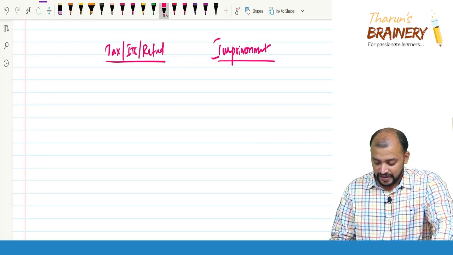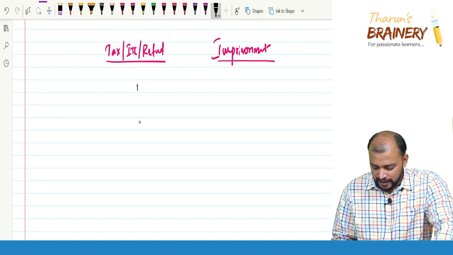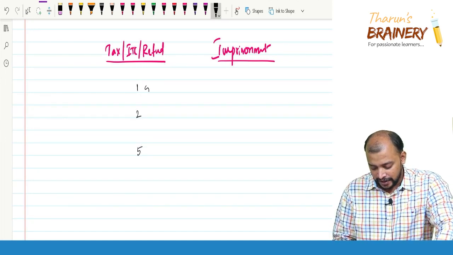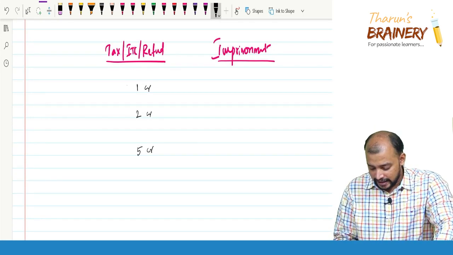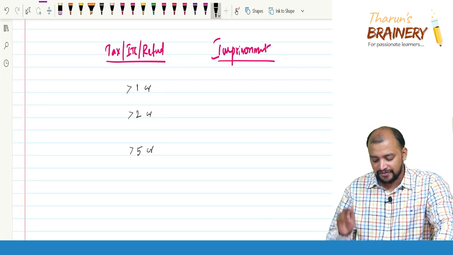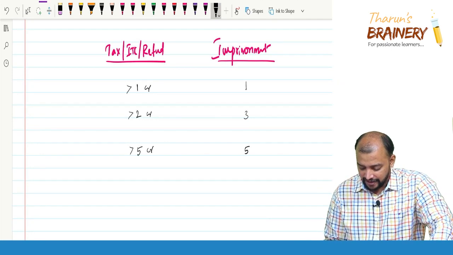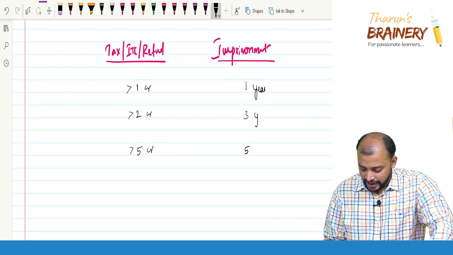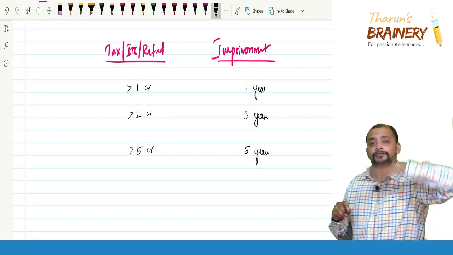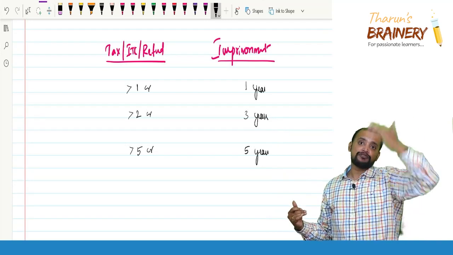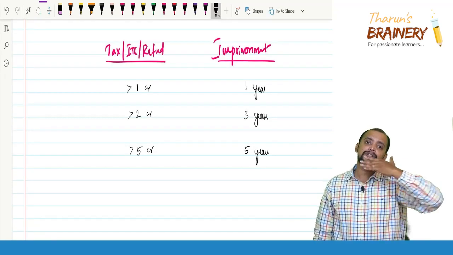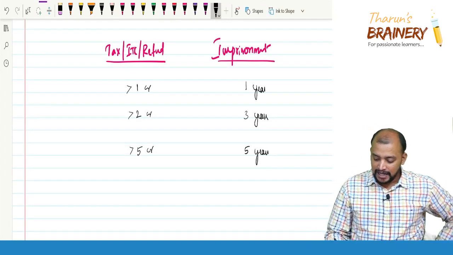What is that? Remember 1, 2, 5. 1 crore, 2 crores, 5 crores. Greater than 1 crore, greater than 2 crores, greater than 5 crores. Here 1, 3, 5. 1 year, 3 years, 5 years. Is it clear? 125, 135. 125 is crores. 135 is years.